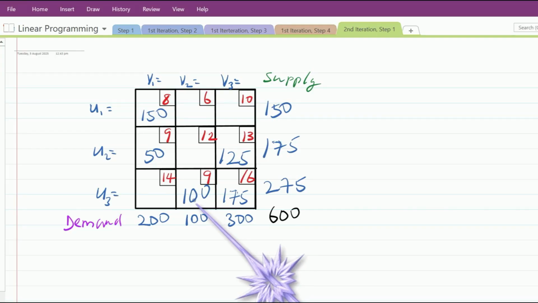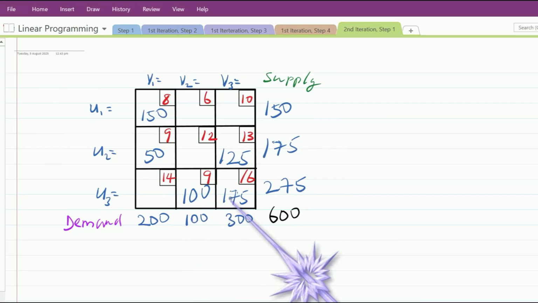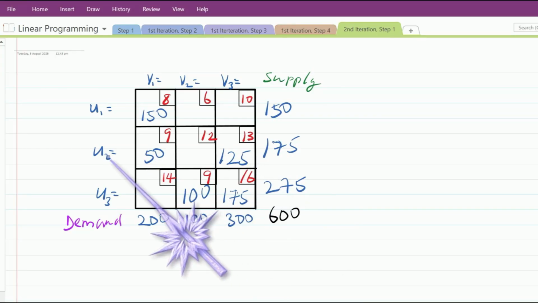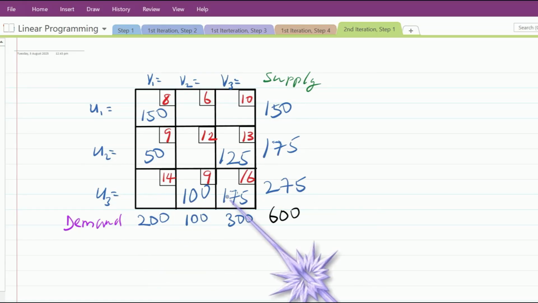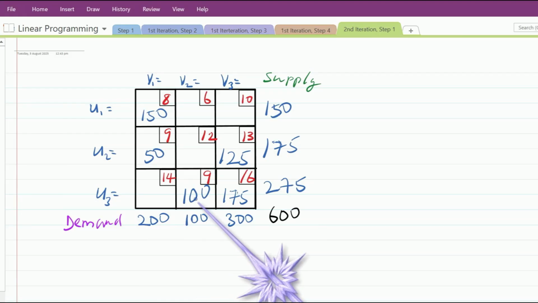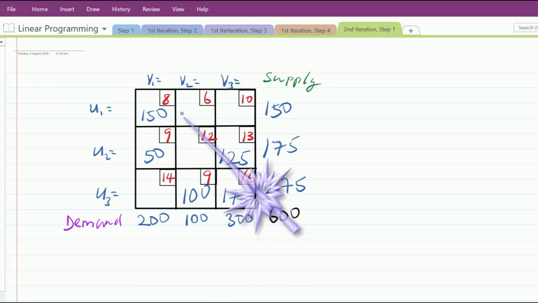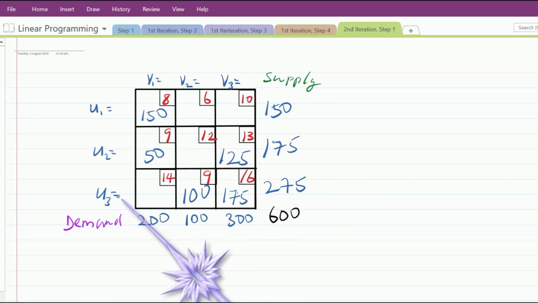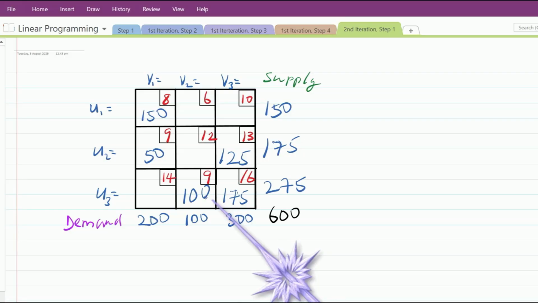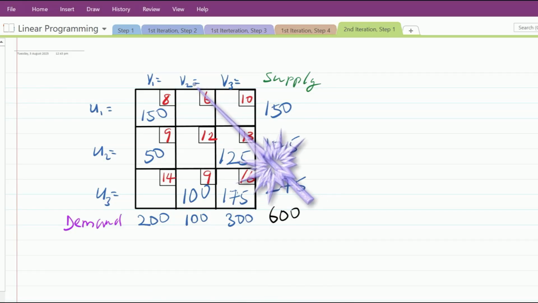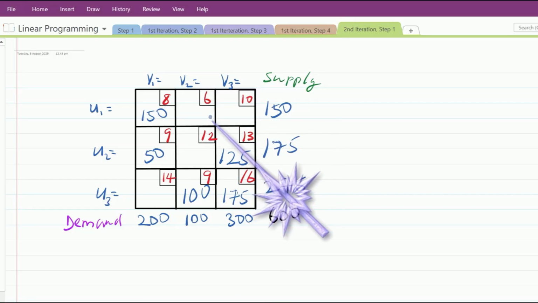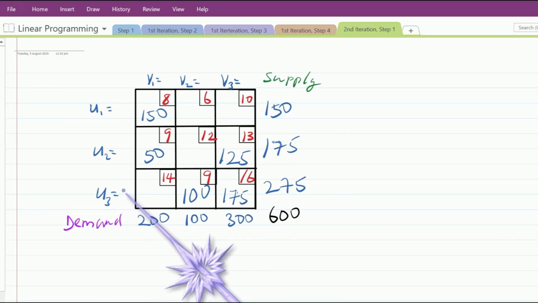Look at this one has 2. There are 2 here, 2 on this row, 2 on this row. So we can use either U2 or U3. You can set either U2 to 0 or U3 to 0. If you set U1 to 0, it may be more difficult for you to calculate. So let's use this one because we have 2 values here. By the time you set U3 to 0, already you have values for V2 and V3. So let's set U3 equal to 0.